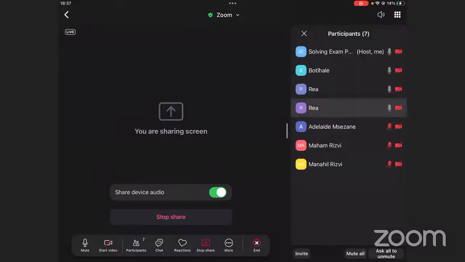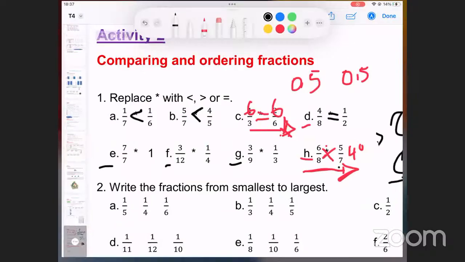Guys, who's this one that's making noise? Is it the new Ria? I mean, the old one. Yes, that's singing.